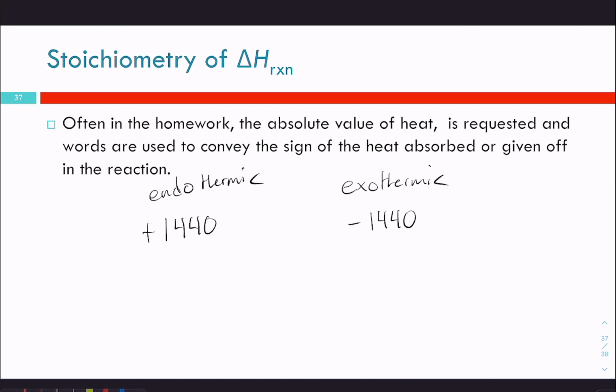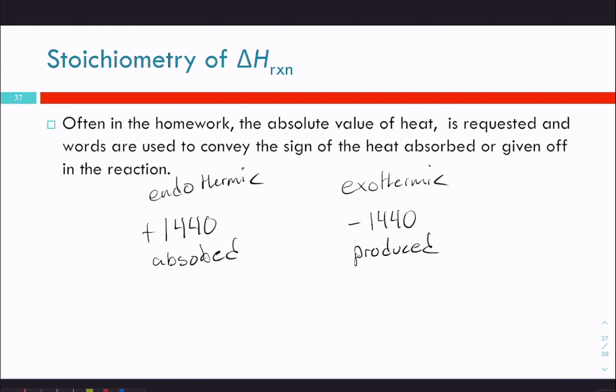So, or that heat is produced or heat is absorbed, right? So produced, absorbed. Produced would be negative. You would think produced would be positive. Yeah, but again, it's from the perspective of the system. So the heat is coming out of the system. So it's negative.